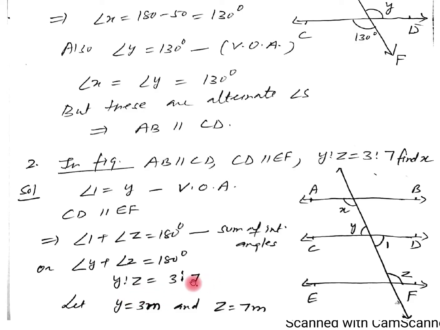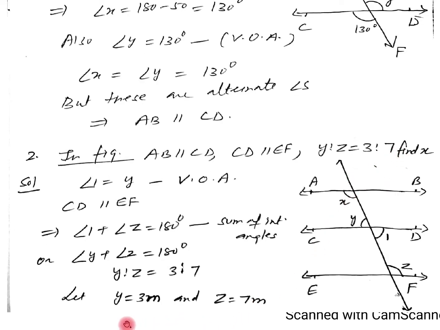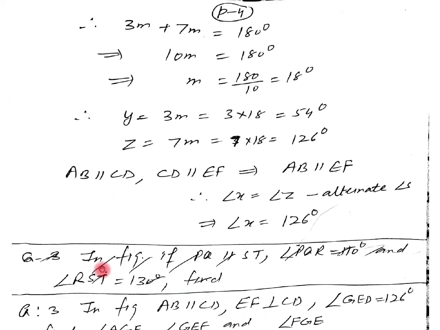Now again the ratio of Y to Z is given to be 3:7. We can assume let Y equal to 3m and Z equal to 7m. Then putting the value of Y and Z here, 3m plus 7m equal to 180 degree. This implies 10m equal to 180 degree. This implies m equal to 18 degree. Now putting the value of m, Y equal to 3m, 3 into 18 equal to 54 degree, and Z equal to 7m, 7 into 18 equal to 126 degree.